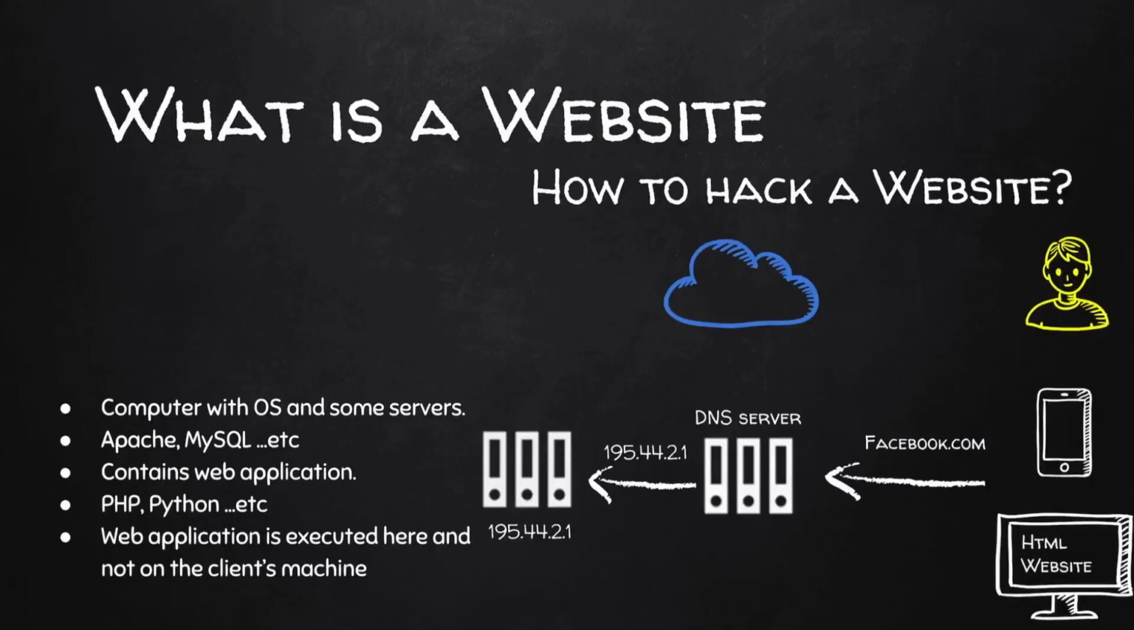Let's translate this into our example. In our example, we're going to be targeting the Metasploitable machine. So our web server is going to be the Metasploitable machine, and we're not going to be using a DNS server. So we're not going to be using a name like facebook.com. We'll be accessing the website directly using its IP address.